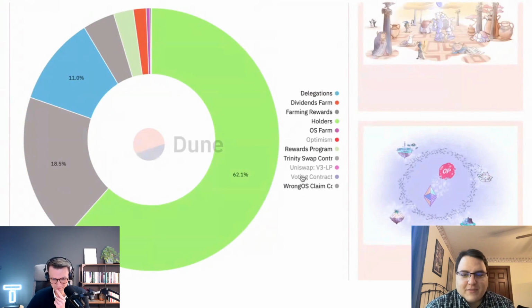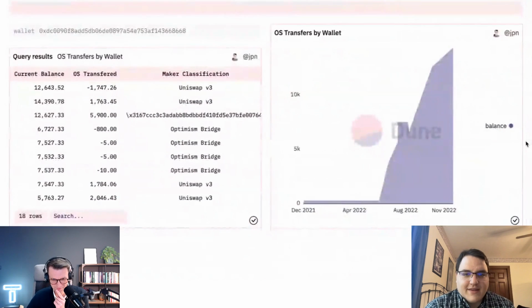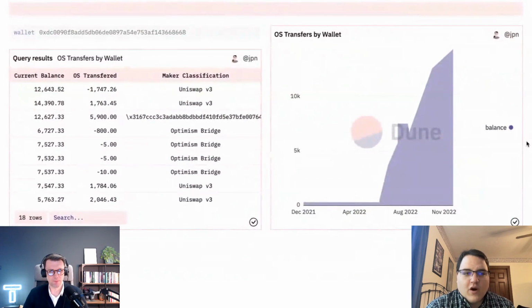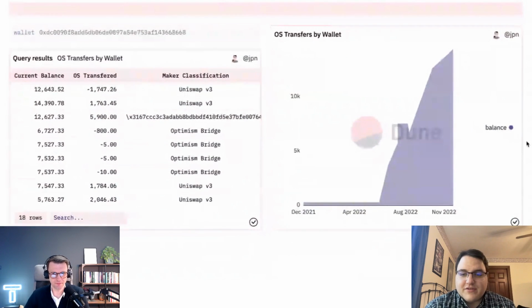It'll auto adjust the pie chart, which is really pretty cool. And then the last thing we have here is a wallet tracker. The cool thing with Dune is you can have these parameters where people just viewing the dashboards can give an input, and it'll update the query based on those inputs.